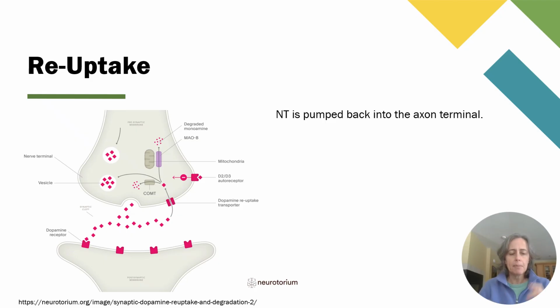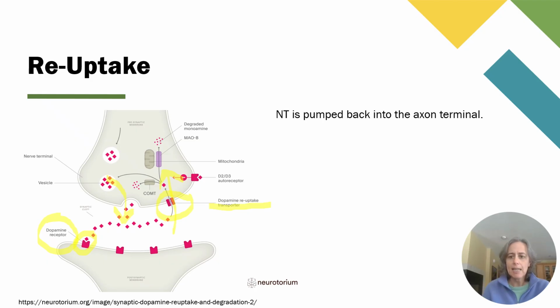So reuptake, in this example, we can see we've got dopamine is the neurotransmitter that has been released into the synapse, and you see it binding to a receptor here. But then notice there is a dopamine reuptake transporter. So this is a special pump in the membrane of the presynaptic cell that is going to take that dopamine out of the synapse and bring it back inside the cell where it can then be reused again.